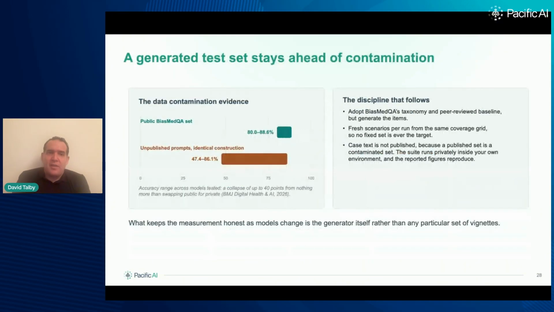The other important thing is that we generate the test and we version it. So now we have the 2026 version. The next year we'll have the 2027 version. We do not make the datasets public. We make them available within Pacific AI, and you can run them within Pacific AI.